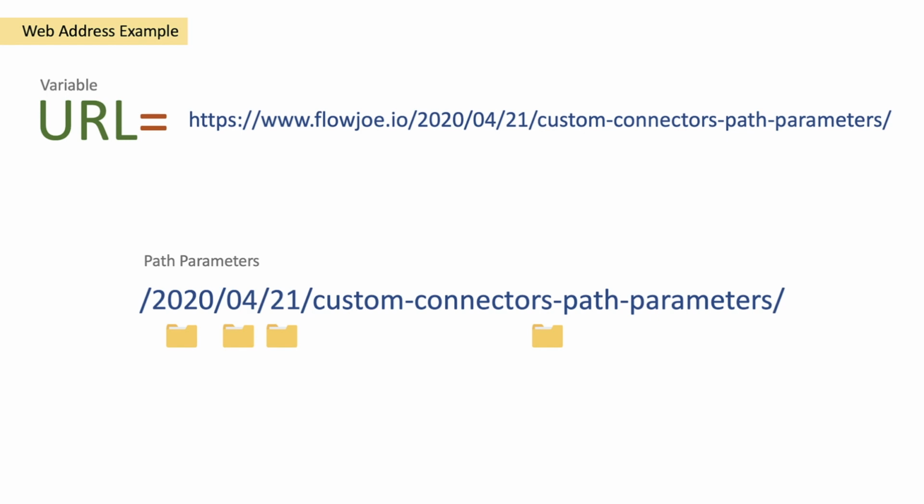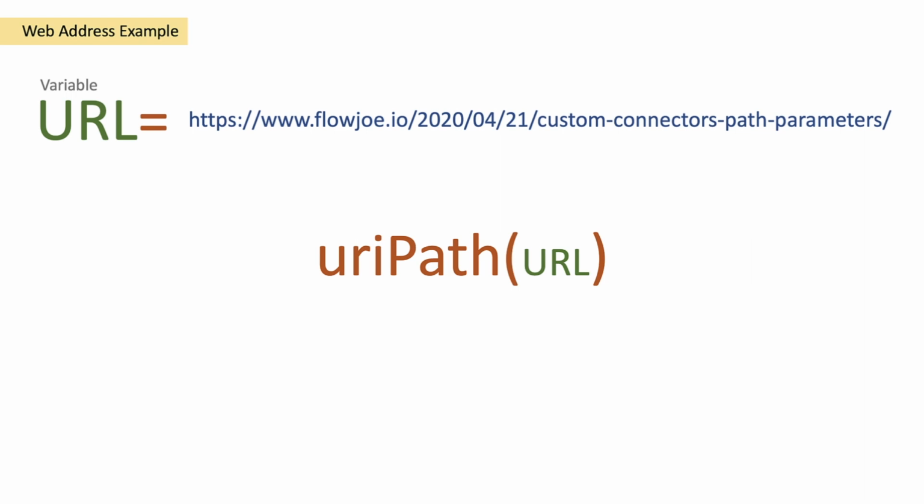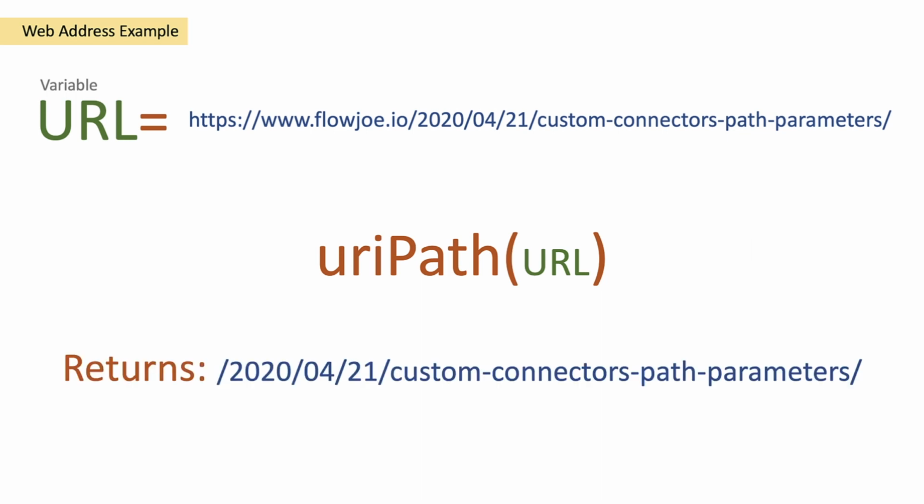So then let's move on to the URIPath function. Let's say we pass our URL into the URIPath function. So we've passed flowjoe.io/2020/04, etc. into the URIPath function. What we'll actually get back is the path parameters. Now this is very important.